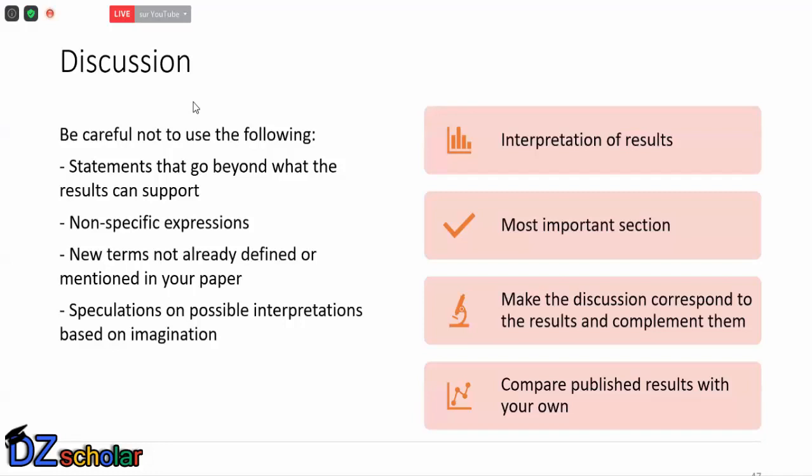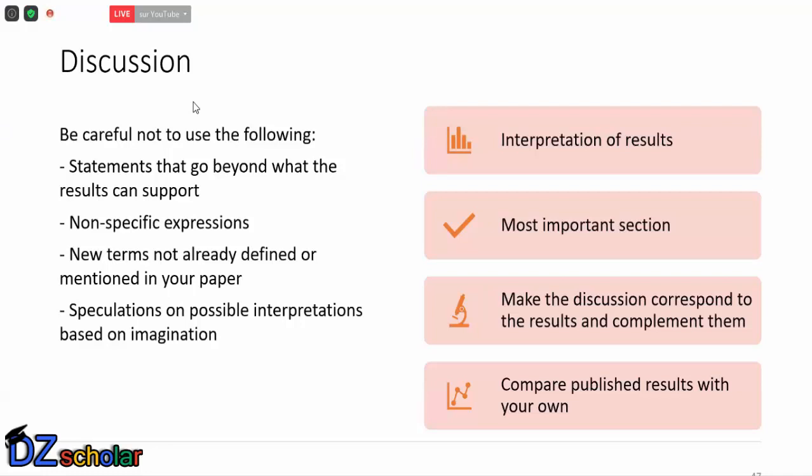You want to be careful not to use statements that go beyond what the results can support. You want to avoid making these grand proclamations, especially if more research is needed to prove them. And then you want to be very specific in your discussion. So you don't want to use non-specific terminology such as at a lower rate or at a higher temperature. You want to use quantitative descriptions instead. So be as precise as you can based on your data.